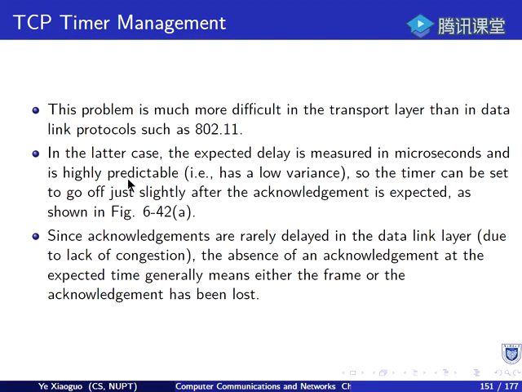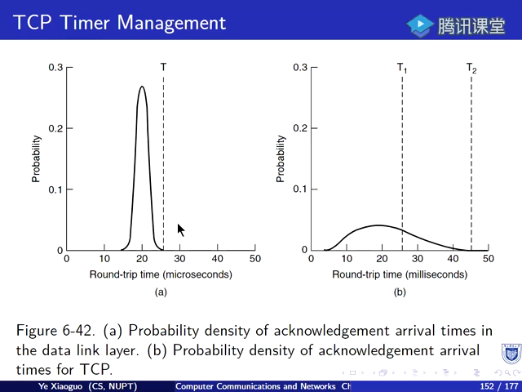This problem is much more difficult in the transport layer than in the data link protocols. In the latter case, the expected delay is measured in microseconds and is highly predictable. So the timer can be set to go off just slightly after the acknowledgement is expected. Since acknowledgements are rarely delayed in the data link layer, the absence of an acknowledgement at the expected time generally means either the frame or the acknowledgement has been lost. This figure 42 shows the probability density of acknowledgement arrival times in the data link layer.